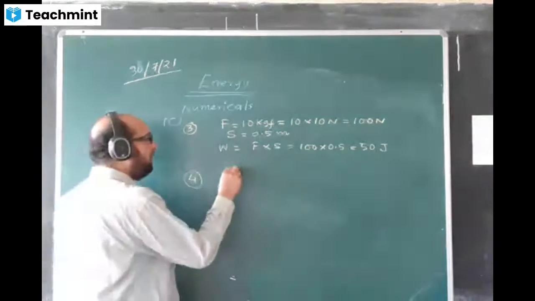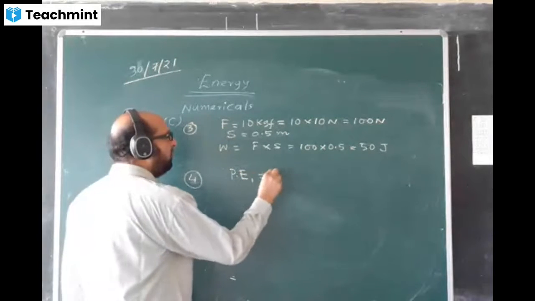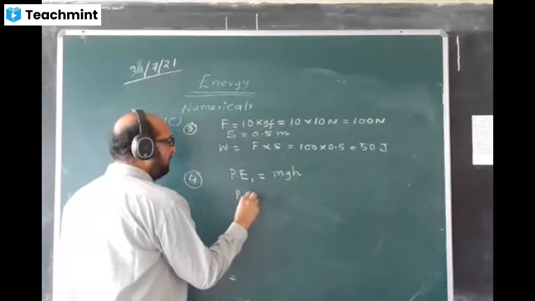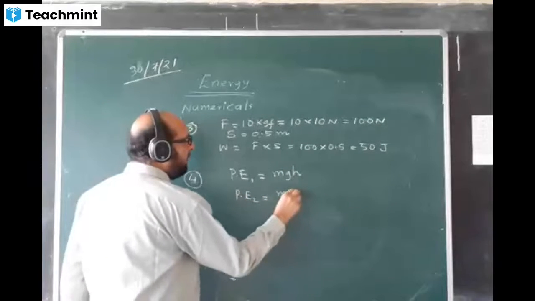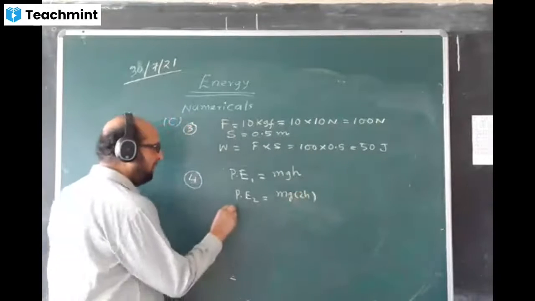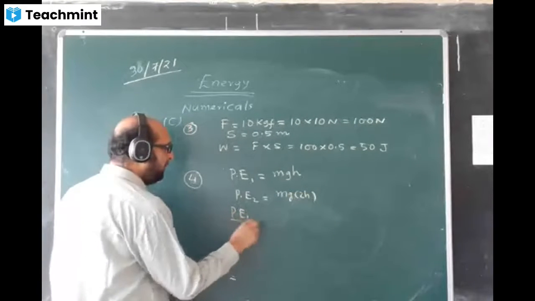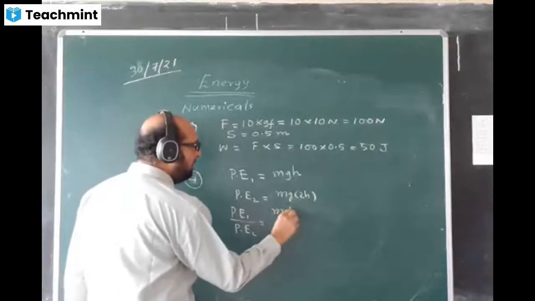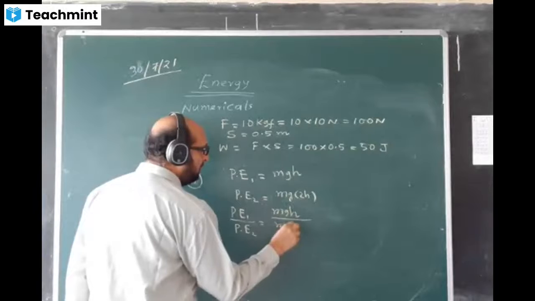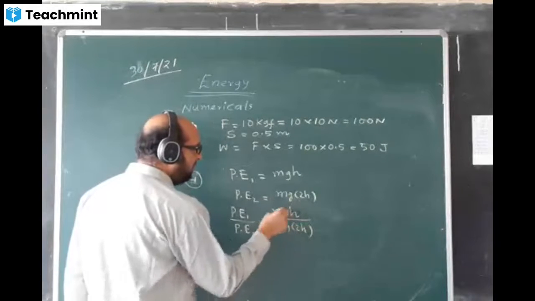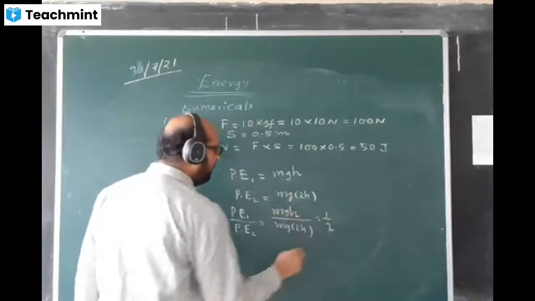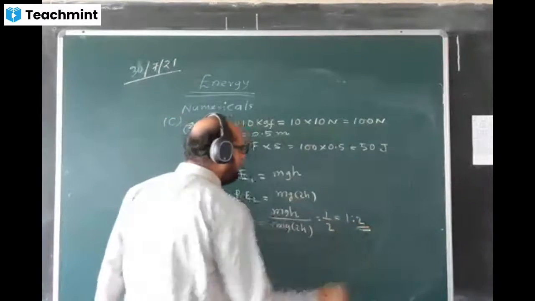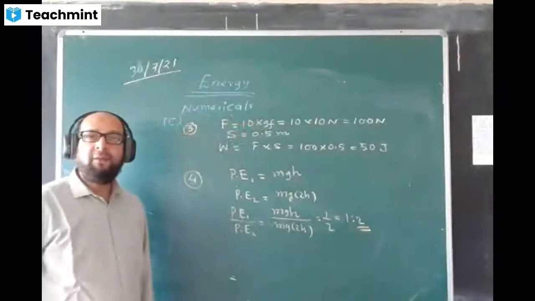PE1, what is the formula? mg into the height, mgh. PE2 is mg, height is 2h, so that's mg2h. Therefore, the ratio PE1 by PE2 is equal to mgh divided by mg2h. mg will cancel. The answer will come 1 by 2. Therefore, we write the ratio like this, 1:2.